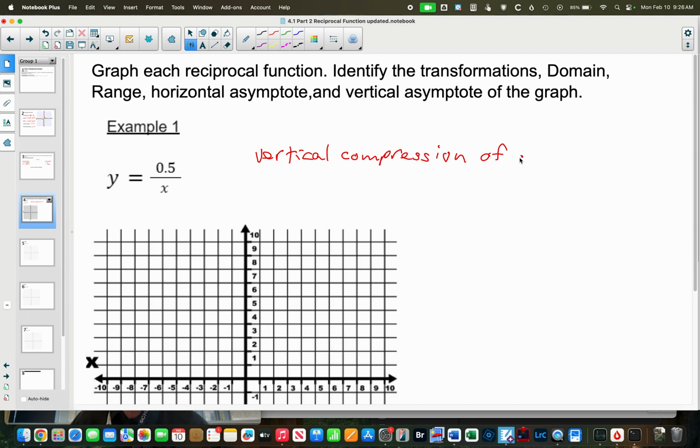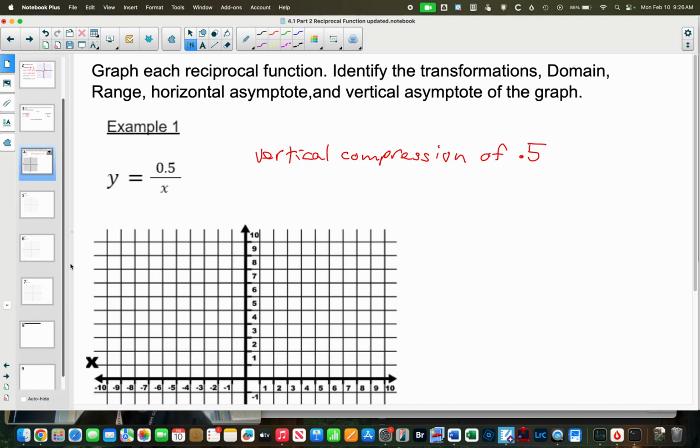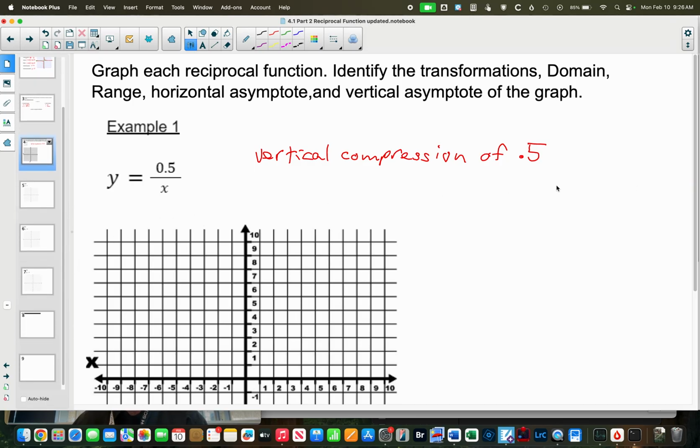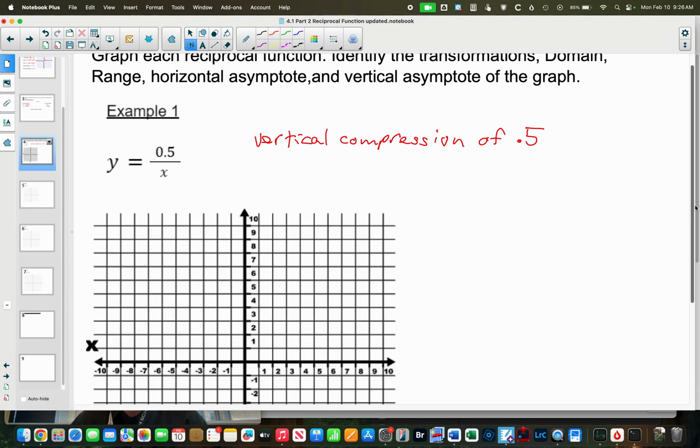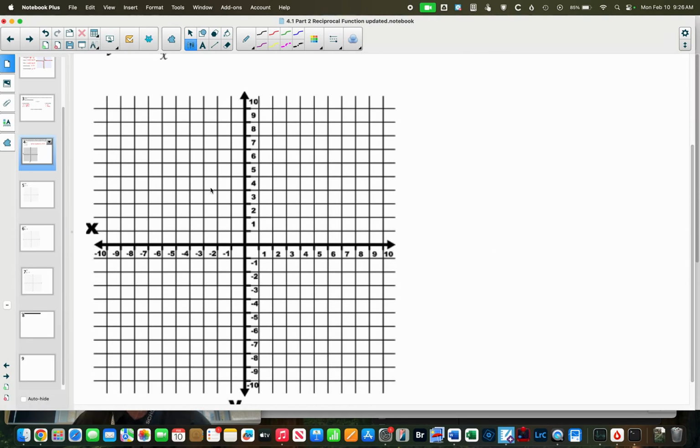Of 0.5, 1/2. Okay, that's it. That's our only transformation. Normally, I don't like these numbers here, the way that this graph looks. 1's here, so the numbers are above where the line is. Normally at 1, it's at 1, but because it's times a half, it's only going to be at a half.